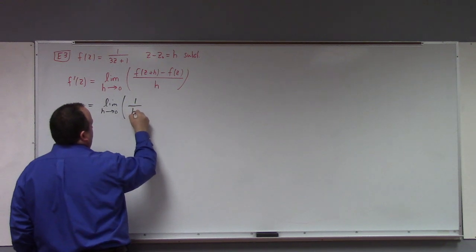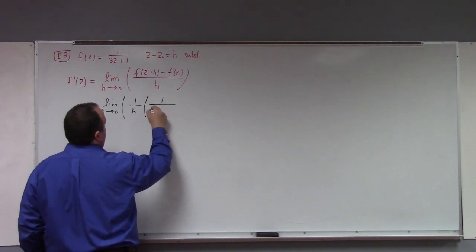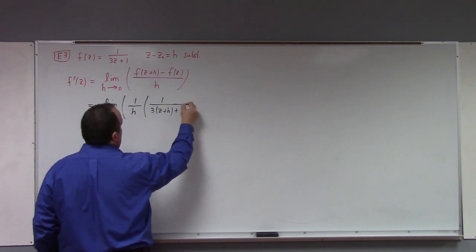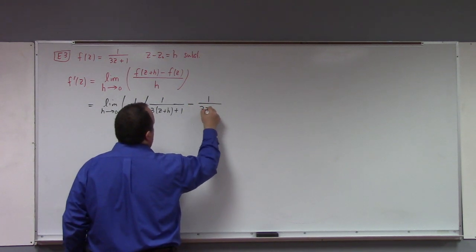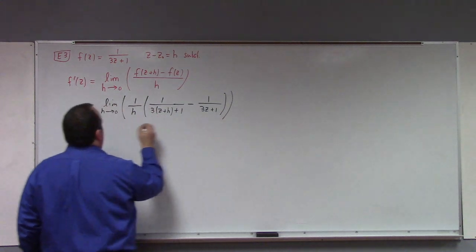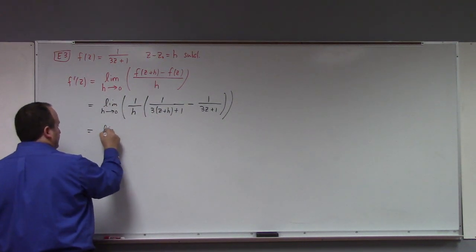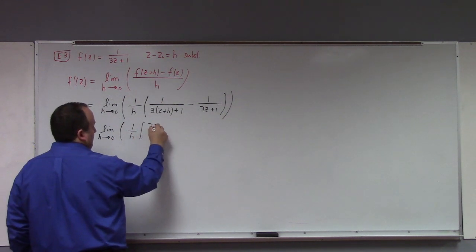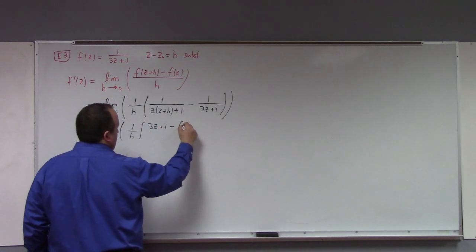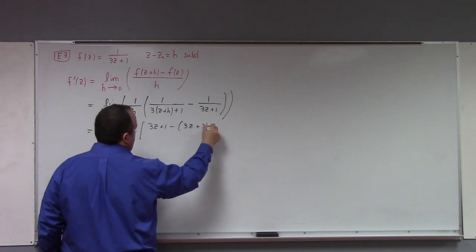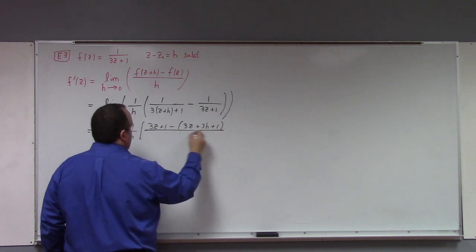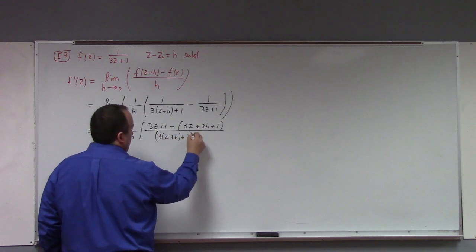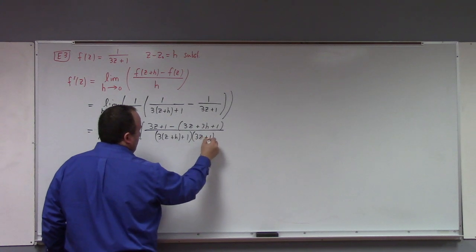So I like to write the 1 over h up front, and then I've got 1 over 3 times z plus h plus 1 minus 1 over 3z plus 1. Make yourself one of them common denominators. We got 1 over h. We got ourselves 3z plus 1 minus parentheses 3z plus 3h plus 1, close parentheses. Then we got 3 times z plus h plus 1. I'm not multiplying it out in the denominator. I just multiplied it out in the numerator.